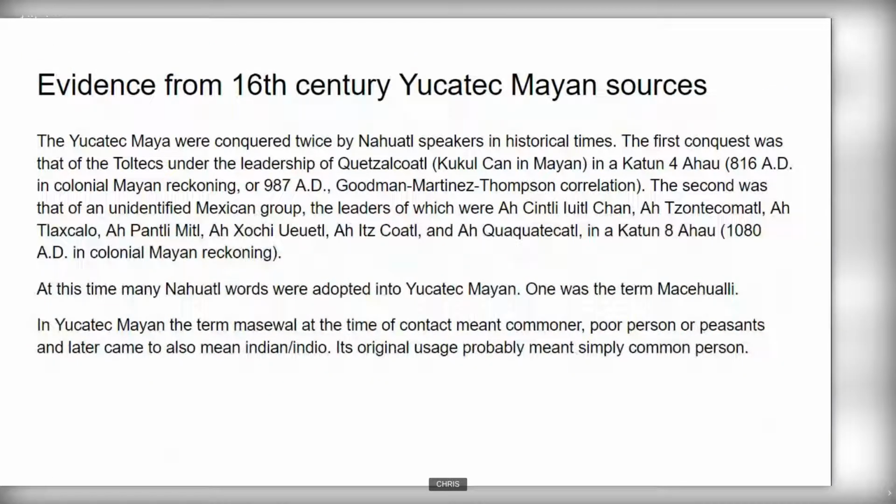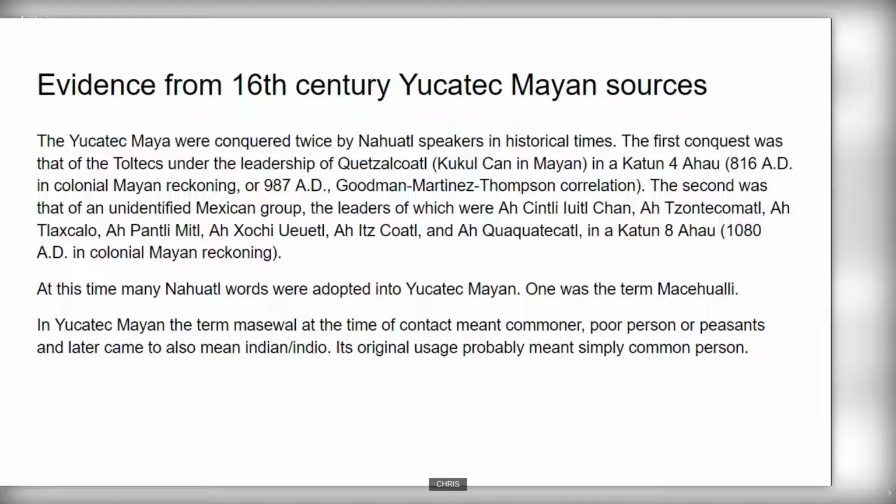Now, what I found was very interesting here and could possibly shed some light on the origin of the word, the original meaning of the word Masawali, is that certain groups of Nahua people also conquered and colonized other non-Nahua indigenous people. And sometimes words were borrowed into that language. We have a historical record of the Yucatec Mayans being conquered in two different waves, in 1816 and 987. This is said to have happened during the collapse of Tula, or of the Tolteca. And words were adopted into Yucatec Mayan, which they still use to this day.